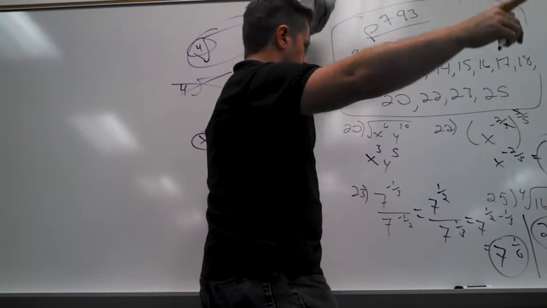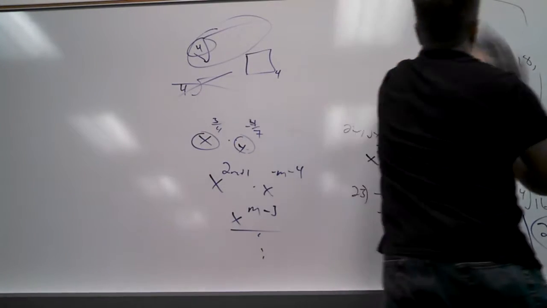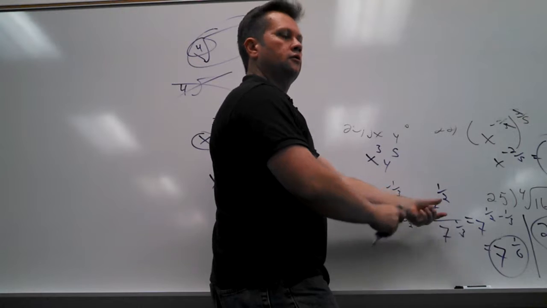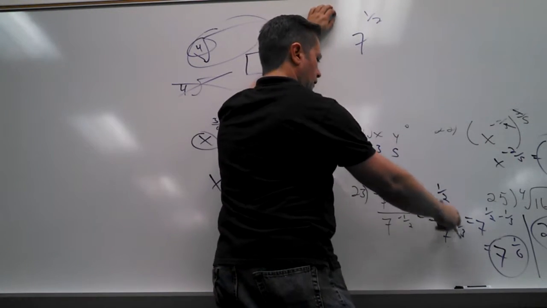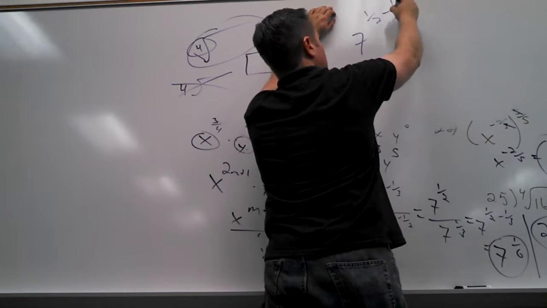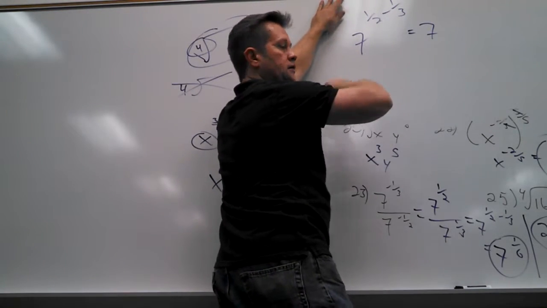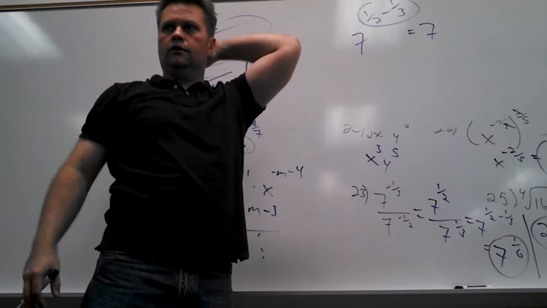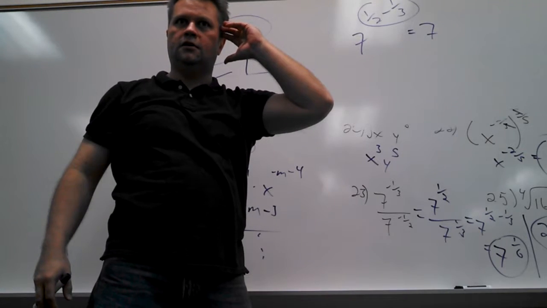I'm sorry, go over number 23 again. I can't remember how you got the set. All right, let me write it up here a little bit bigger. So you're cool with the flipping, right? Because the negative power makes it flip. So then you have 7 to the 1/2 minus 1/3, because you subtract powers. And then what's the LCD? Because now it's just a fraction subtraction problem.